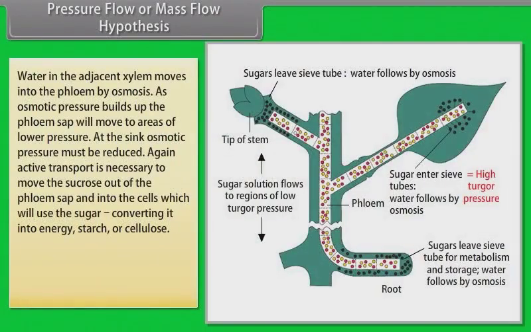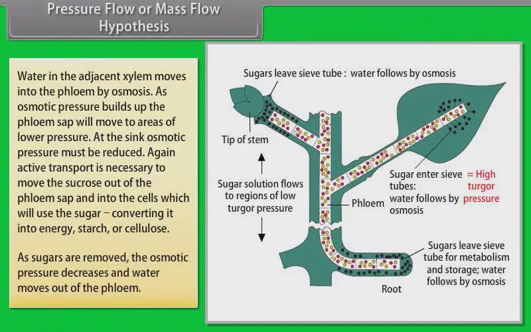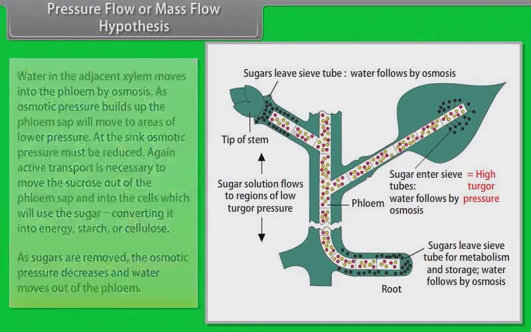Water in the adjacent xylem moves into the phloem by osmosis. An osmotic pressure builds up, and the phloem sap will move to an area of lower pressure. At the sink, osmotic pressure must be reduced. Again, active transport is necessary to move the sucrose out of the phloem sap and into the cells which will use the sugar, converting it into energy, starch, or cellulose. As sugars are removed, the osmotic pressure decreases and water moves out of the phloem.